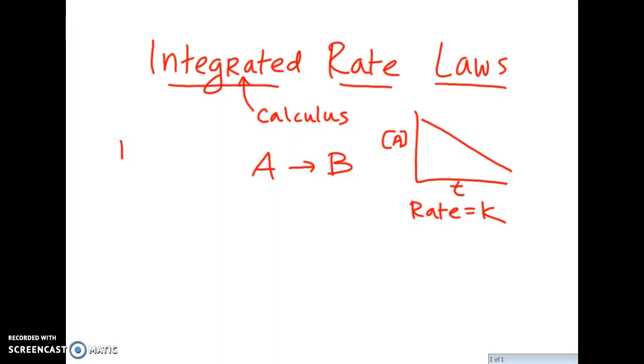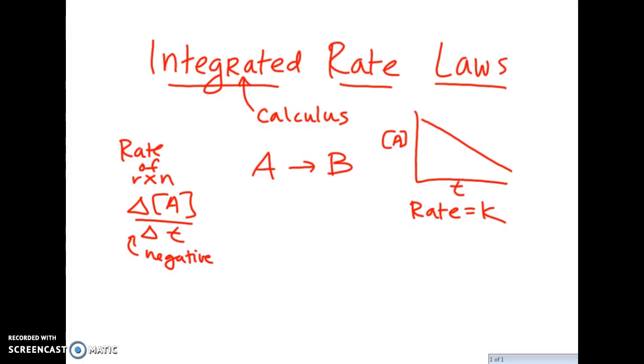So if we talk about the rate of this reaction in terms of A, we say it's the change in the concentration of A over the change in time. But this number is negative, and when we talk about how fast the reaction is going, because this number is negative, we might just want to multiply it by -1 to make the rate a positive number.